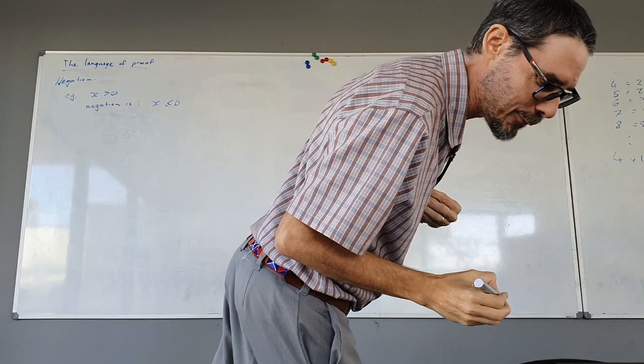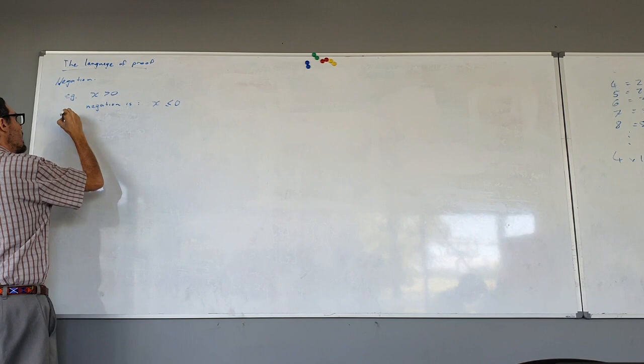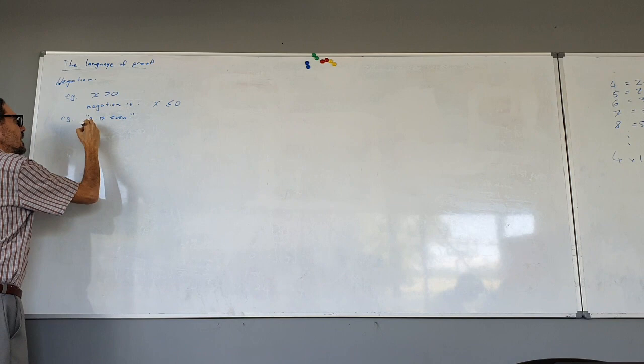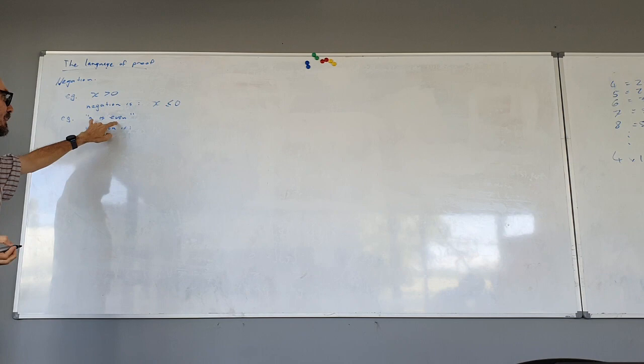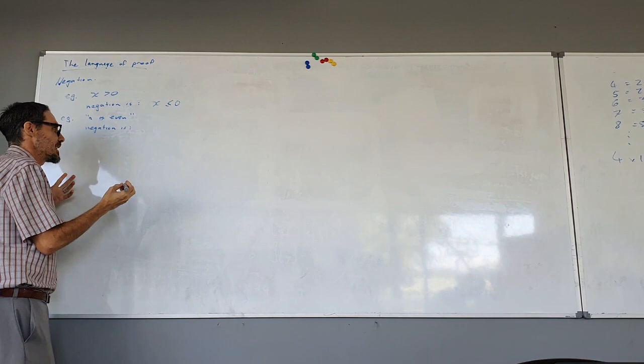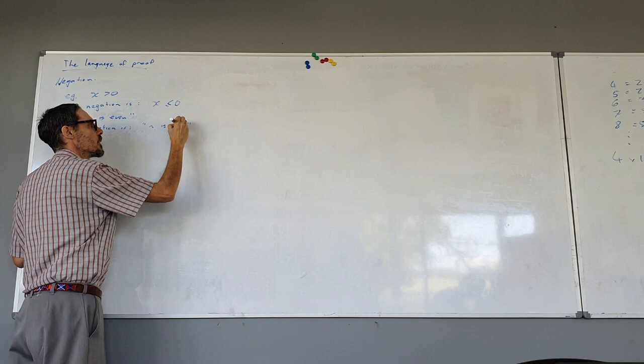For example, n is even. What's the negation of n being even? You've got to read a little bit into it. For me to be talking about even, I must be talking about a whole number. So the negation, the opposite if you like, is n is odd. Can you write n is even in mathematics?